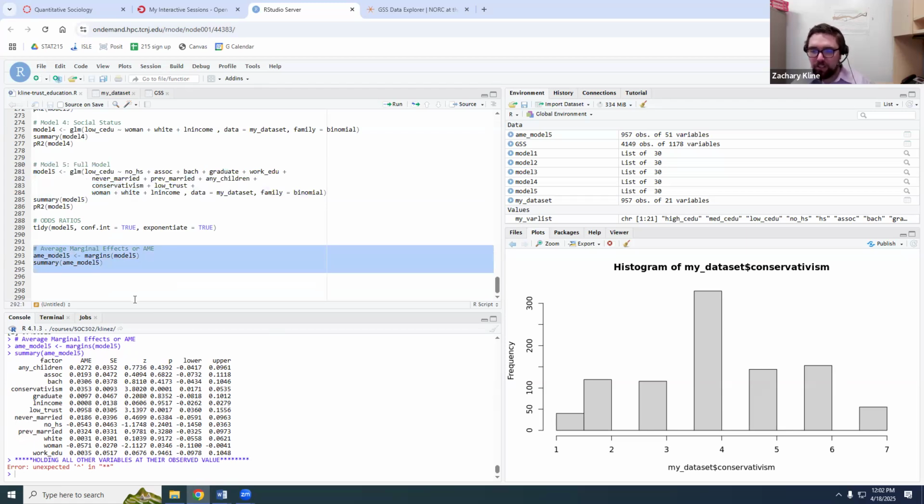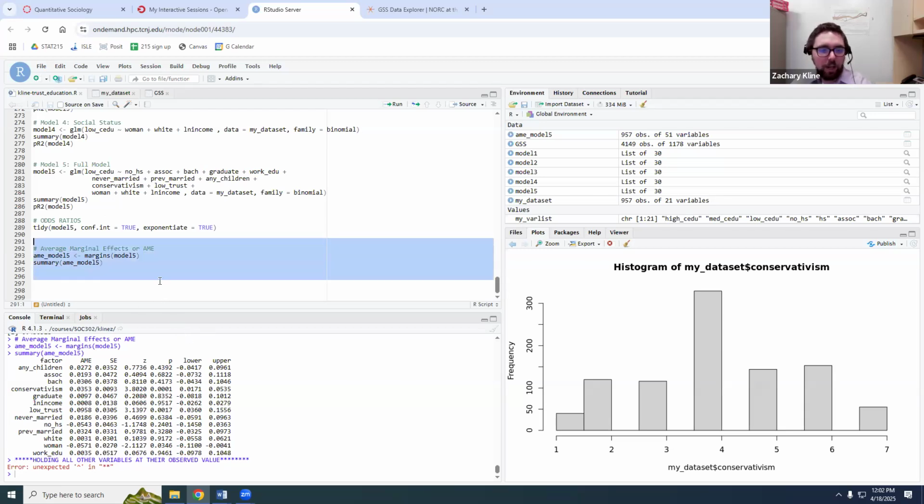So it's average marginal effects. This is the key here: holding all the variables at their observed values. For odds ratios, it's holding all the variables constant. For marginal effects, it's holding variables at observed values. Okay, so that's how we interpret this. Compared to those with a high school degree, those with a bachelor's degree are 3% more likely, or we predict they'd be 3% more likely, to have low confidence in education, holding all other variables at their observed values.